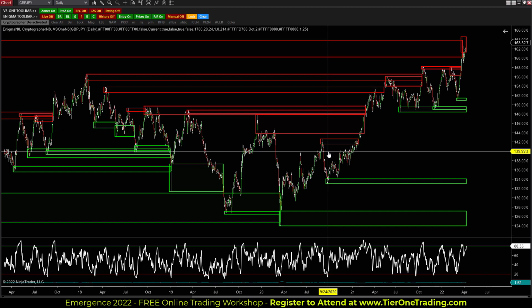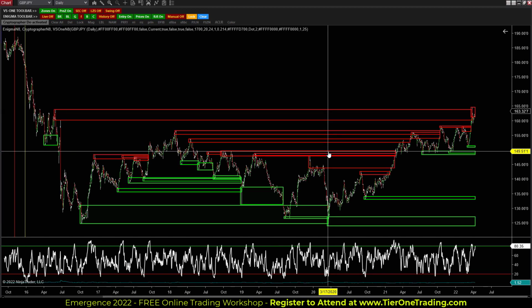But the first thing we want to do is the I process, which is identify. We just want to identify where is price at, what are we doing? And hopefully you guys downloaded these already, but these red and green boxes on your screen, these are our VS1 levels, our visual structure indicators. And the cool thing about this is it gives you an extra eye on the market.